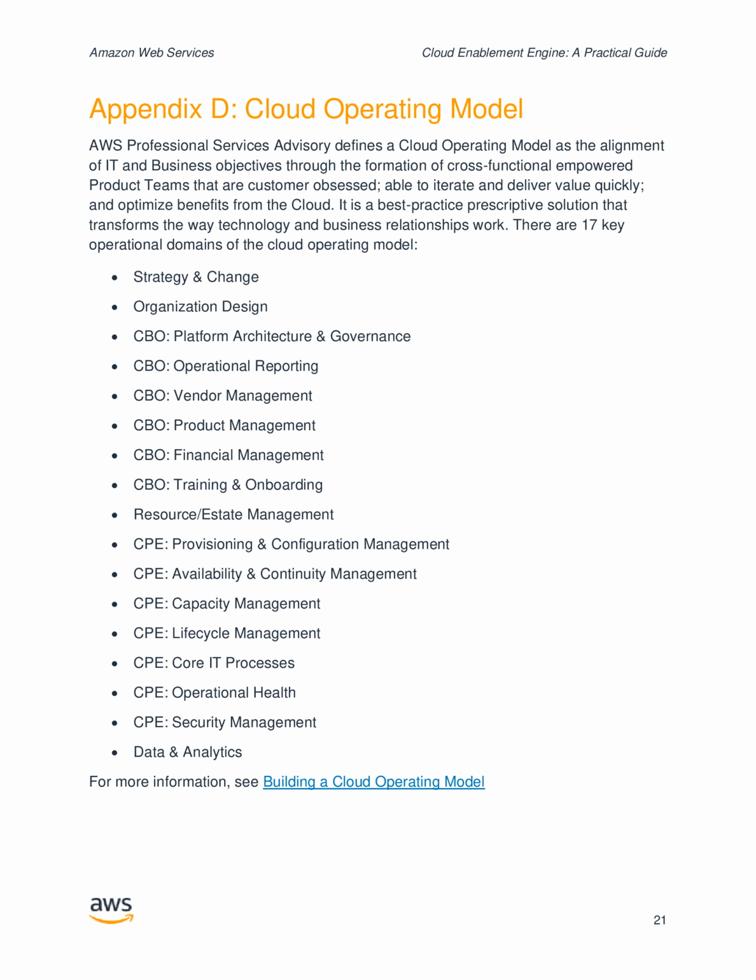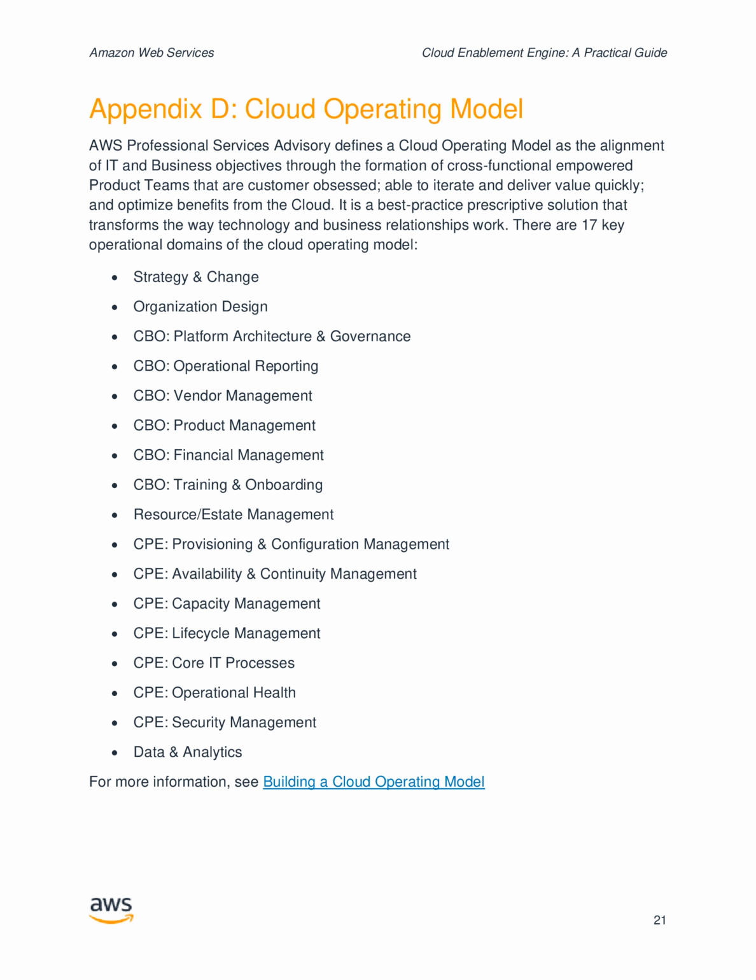Appendix D, Cloud Operating Model. AWS Professional Services Advisory defines a cloud operating model as the alignment of IT and business objectives through the formation of cross-functional empowered product teams that are customer-obsessed, able to iterate and deliver value quickly, and optimize benefits from the cloud. It is a best practice prescriptive solution that transforms the way technology and business relationships work.